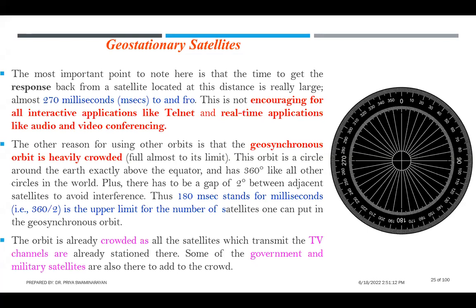Whenever we are using GEO and we transfer any data from the Earth station, it takes 270 milliseconds to and fro. That means suppose I said hello through my mobile phone. In mobile communications, if we are using GEO, then that signal has to travel 35,000 kilometers, and again it has to come back 35,000 kilometers. The total time required for to and fro is 270 milliseconds.